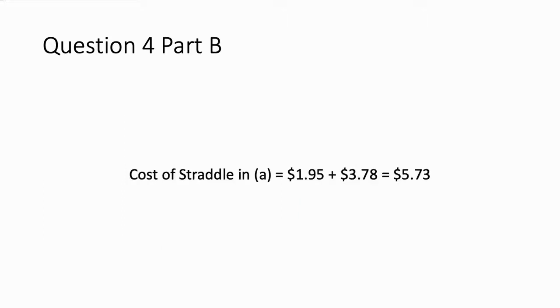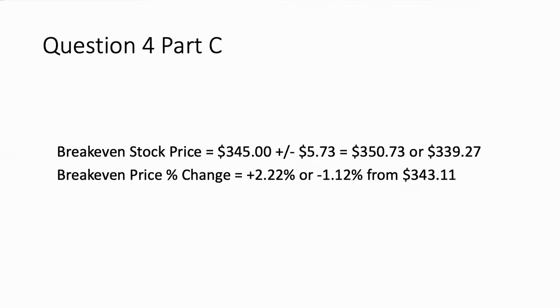And using the options discussed in the prior slide, the cost of a straddle will be $5.73 since you are going to be long one call option and long one put option. And in order for you to break even on your straddle, the stock price must be either greater than $350.73 or less than $339.27 upon expiration, which equates to a plus 2.2% up movement or a minus 1.1% down movement from the current stock price.